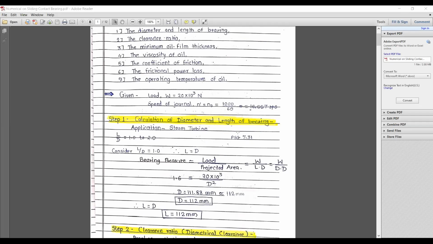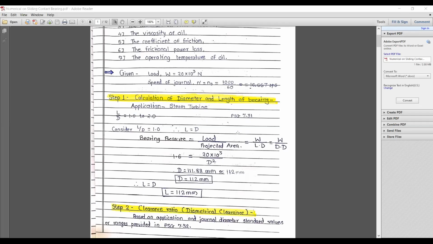First of all, we need to note down the given parameters. The load, W, is equal to 20 into 10 raised to 3 Newton. Then the journal speed. In our design, referring to the PSG data book, we need to use the journal speed in revolutions per second rather than revolutions per minute. So we divide the value, 1000 rpm, by 60. What do we get?